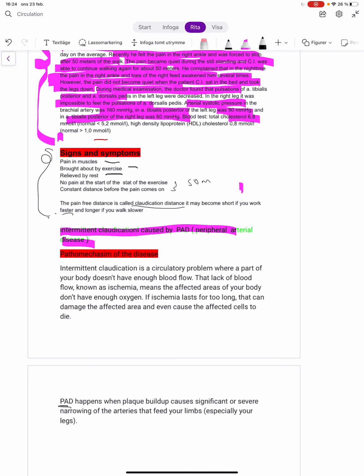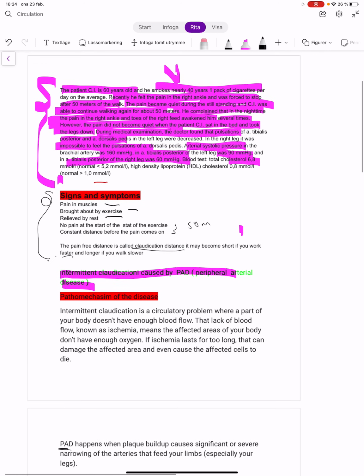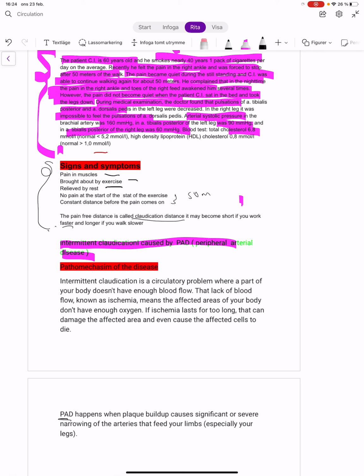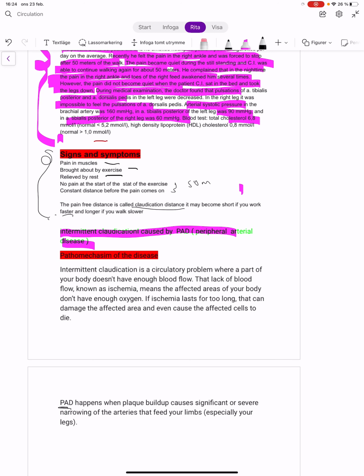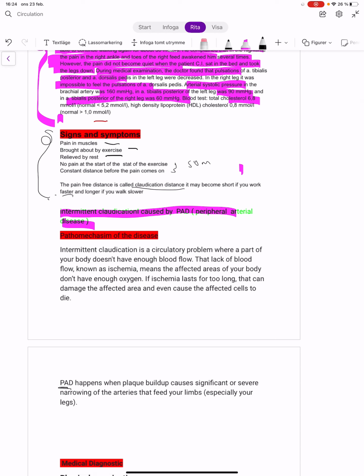So we have to go over the pathomechanism of the disease and try to understand how this disease happens. This disease happens as a result of insufficient supply of blood, which carries oxygen, to the lower extremities, in this case the legs. The legs will become ischemic, and definitely they will start to hurt as a result of cell death and accumulation of lactic acid. Intermittent claudication is a circulatory problem where part of the body does not have enough blood. That lack of blood flow is known as ischemia, which means that the affected area of the body does not have enough oxygen. If ischemia lasts too long, there can be damage to the affected area and even cause the affected cells to die.